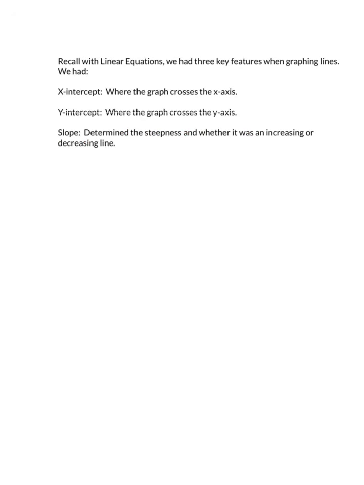Recall that when we were working with linear equations, we had three key features when graphing lines. We had an x-intercept, where the graph crossed the x-axis. We had a y-intercept, where the graph crossed the y-axis. And we had a slope. I'm not going to care so much about the formal definition for slope here. Just remember that slope determined how steep the line was and whether it was an increasing or decreasing line. Basically, did it go up from left to right or did it go down from left to right? We're going to have some of the same features here, and we will also include some new concepts.